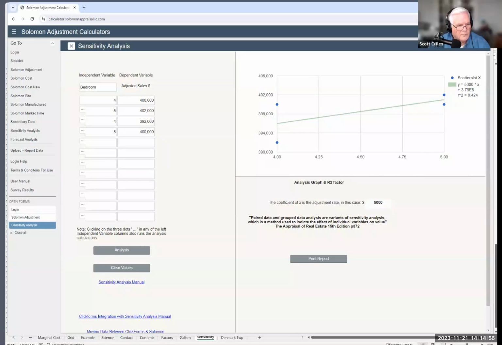So again, confirmation bias, right? Whenever you see something that confirms what you already believe, that's the hardest kind of a bias to avoid.